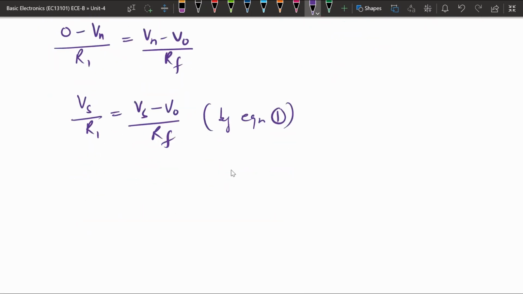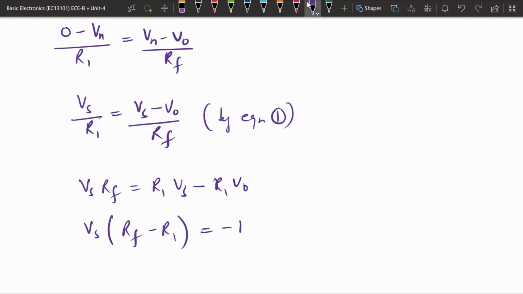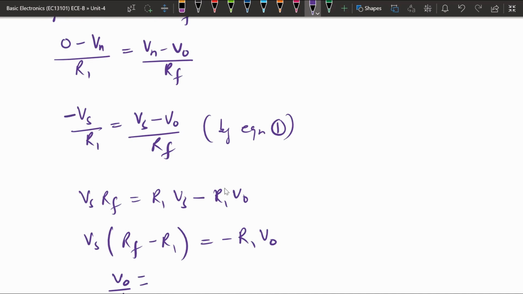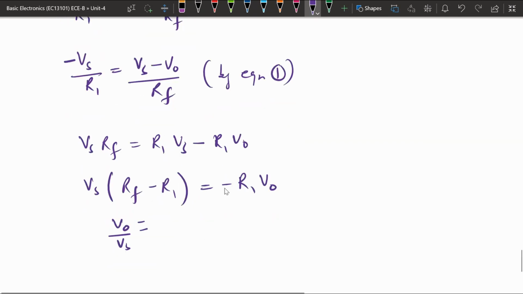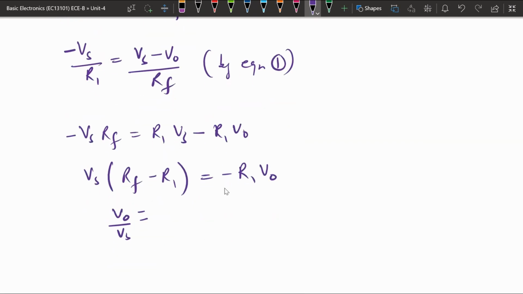From there we separate it out. So it will be Vs Rf equals R1 Vs minus R1 V0. We separate out the V0 term, so Vs (Rf minus R1) is equal to minus R1 V0. Then we find V0 divided by Vs, keeping the signs: minus Vs times Rf, and minus R1.